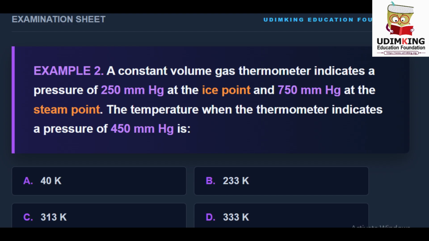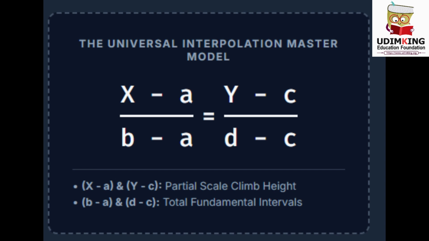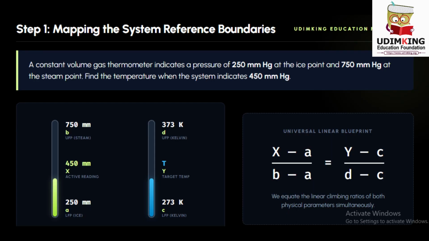To solve this systematically, step 1 requires us to map our system reference boundaries using our universal linear blueprint. This formula states that the ratio of change on our property scale must equal the ratio of change on our temperature scale. Visually, we align two vertical tracking tubes side by side.